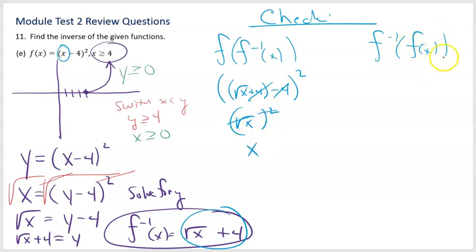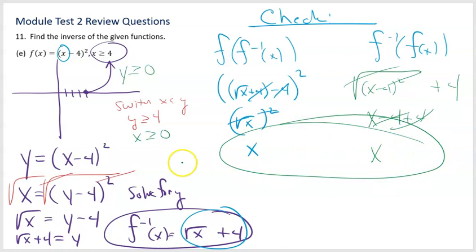Now the other way, that's telling me to plug the whole original function into my x in the inverse. So that'd be the square root of the whole original function, which is (x minus 4) squared, and then the plus 4 is on the outside. The square root and the square cancel to get x minus 4 plus 4. The minus 4 and the plus 4 cancel to give me x. And since I got x for both of those, that means my answer down here is correct.